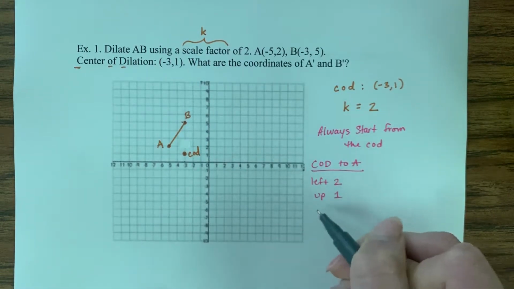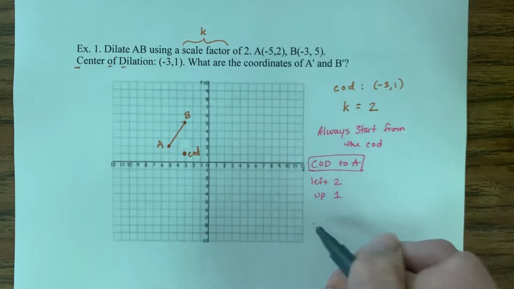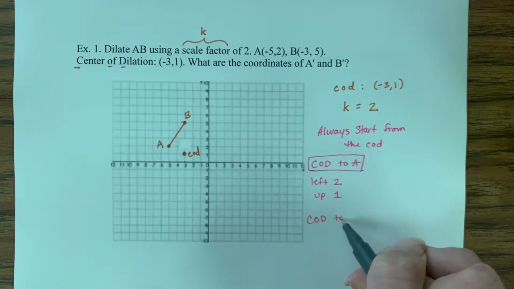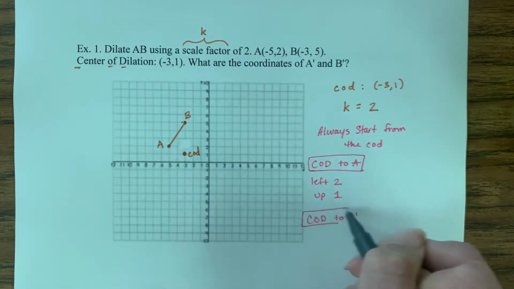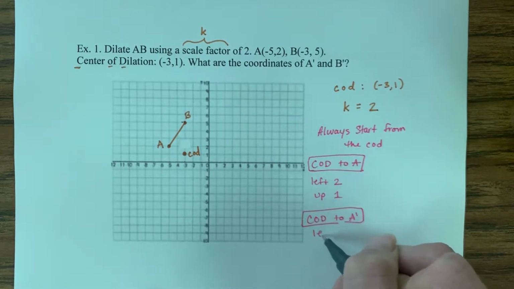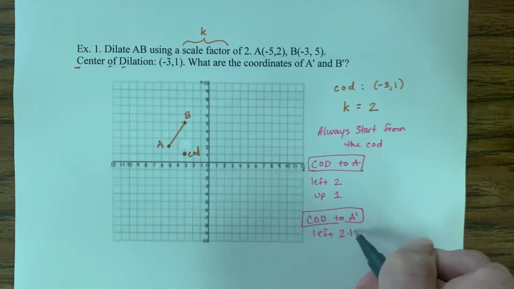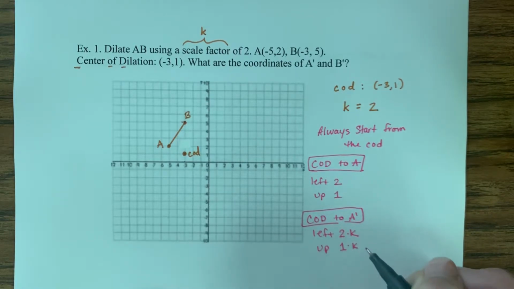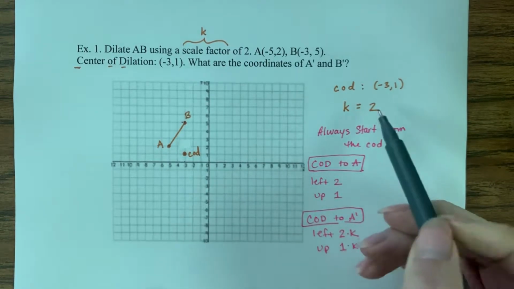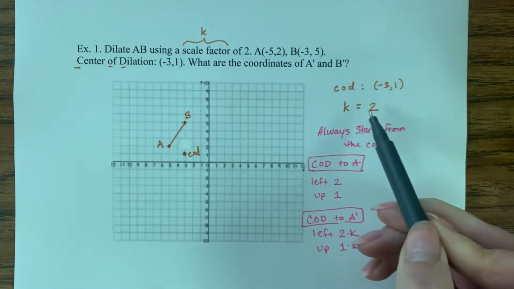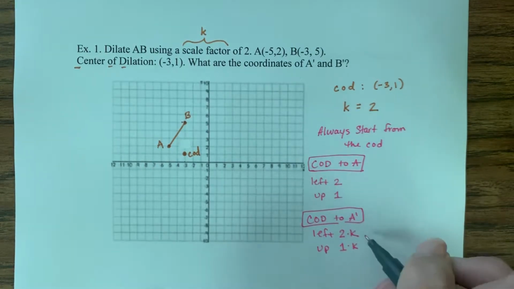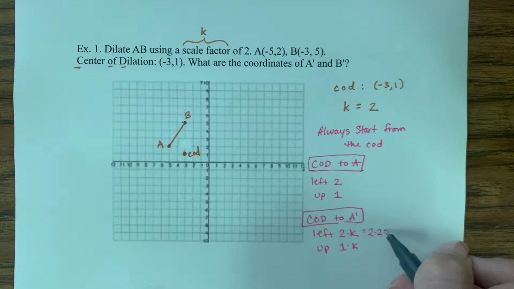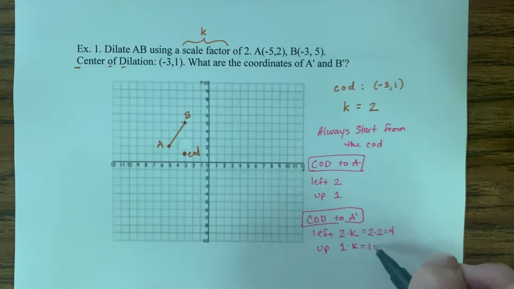And then to change that so that I go from the COD to A prime to figure out where A prime is, I'm simply going to go to the left 2 times K and up 1 times K. So in this instance, K represents the scale factor, which is 2. So this would just be 2 times 2, which is 4, and 1 times 2, which is 2.